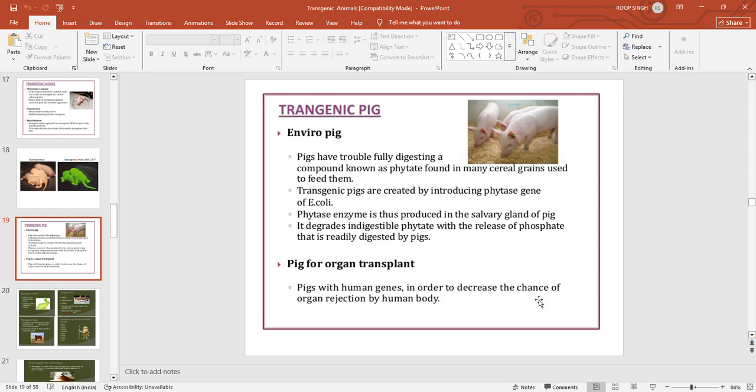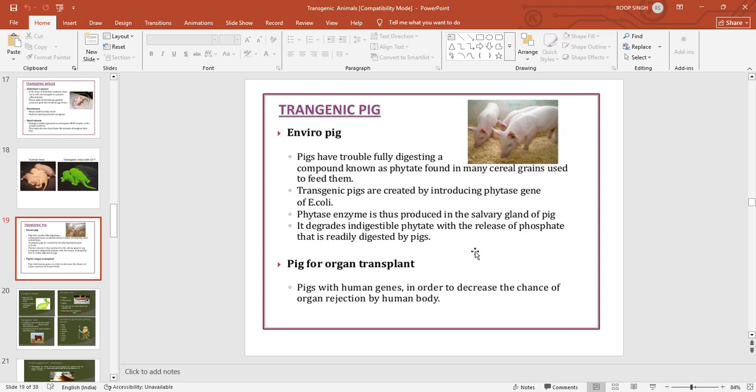Transgenic pig, actually now transgenic pig has also been created. Pigs have trouble fully digesting a compound known as phytate, found in many cereal grains used to feed them. So they are unable to digest this because of phytate presence in the cereal grains. So transgenic pigs are created by introducing the phytase gene from E. coli. Phytase enzyme is thus produced in the salivary gland of the pig. It degrades intestinal phytate with the release of phosphate, and that is easily digested by pigs now.